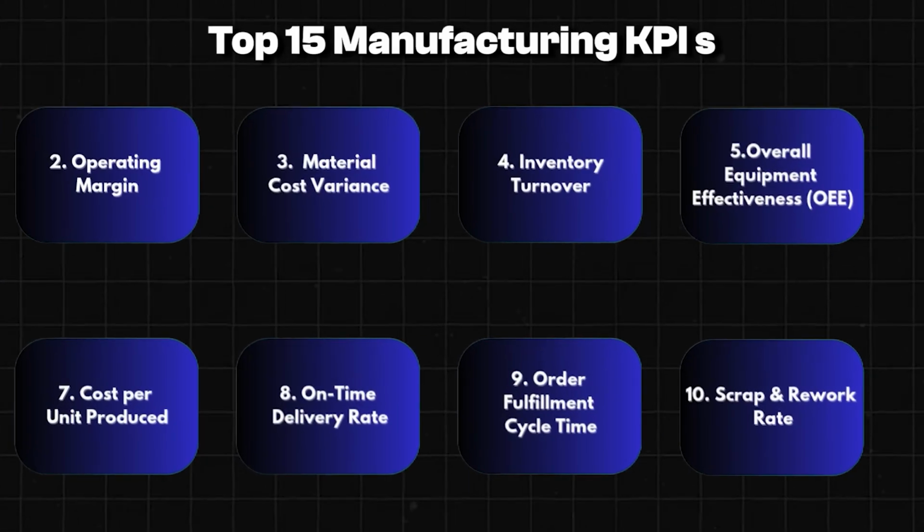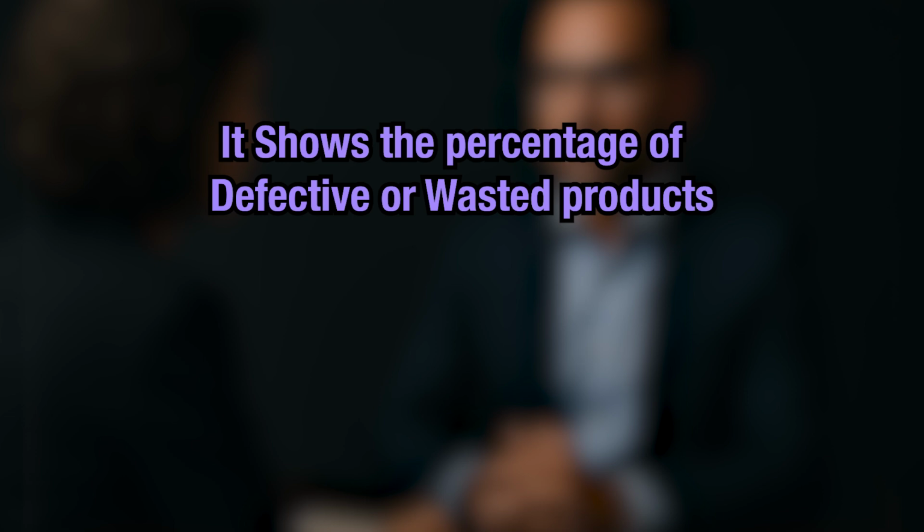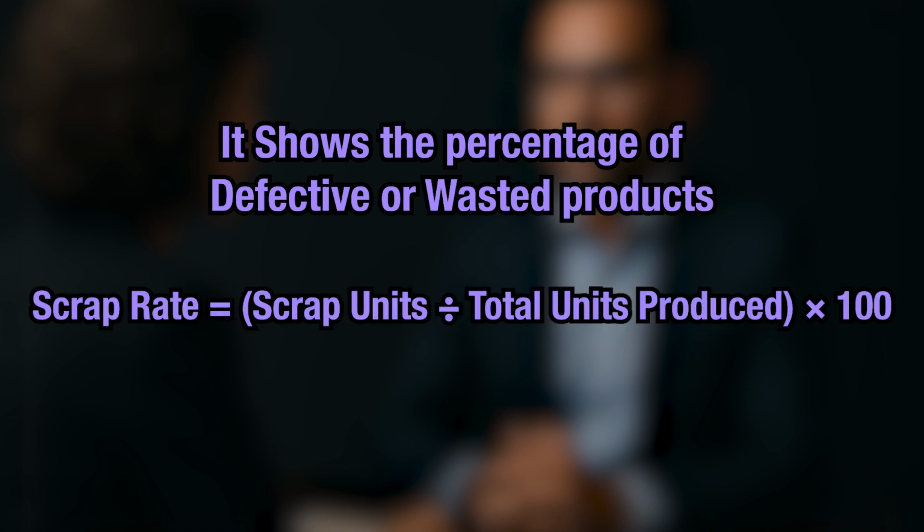Manufacturing KPI number 10 is the scrap and the rework rate. It shows the percentage of defective or wasted products. It is calculated as number of units scrapped divided by the total number of units produced into 100. A high scrap rate usually drains profit and points to process or training issues.